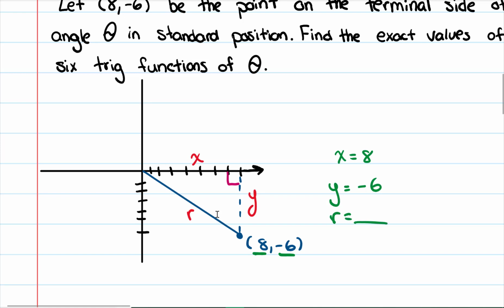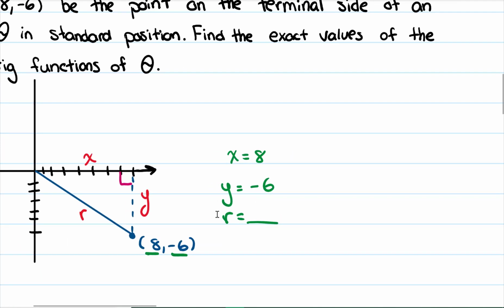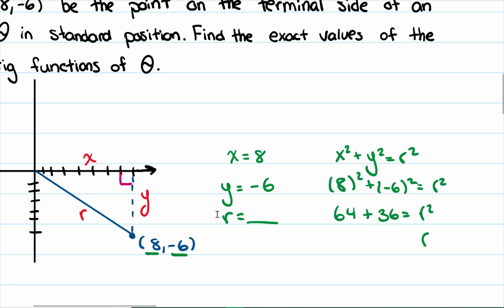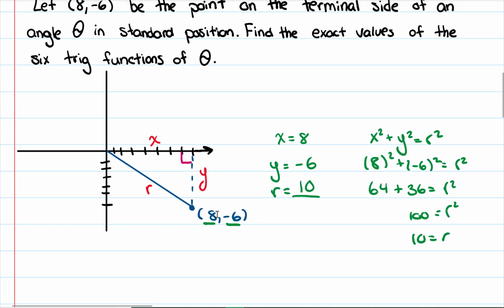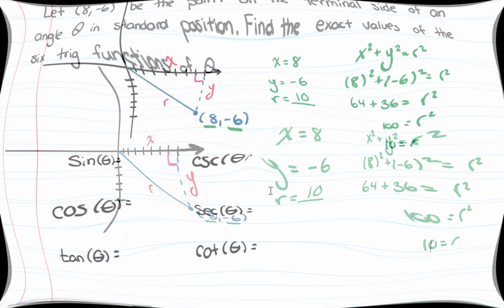Now the problem is we have to find r. But it's not that much of a problem because we can use the Pythagorean theorem because it's 3 sides of a triangle. So you get x squared plus y squared is r squared. And we get r is 10. So now this becomes really straightforward. We just have to do what we've been doing in the previous section and find all the ratios.